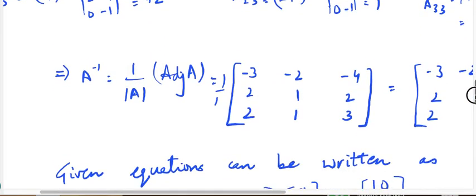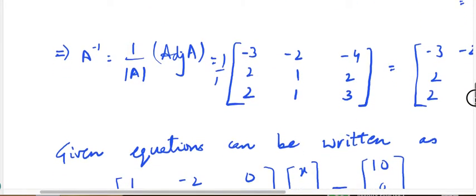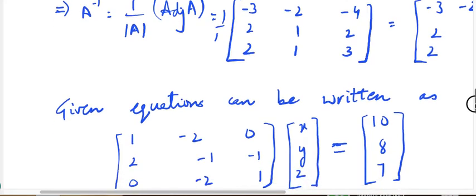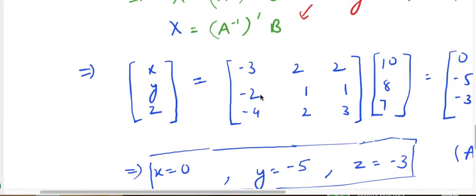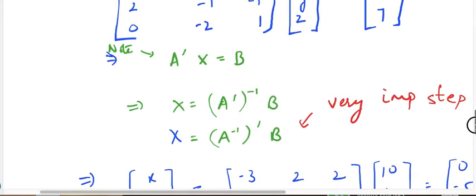here. See, we had minus 3 minus 2 minus 4, and here that goes in the column. We interchanged the rows and columns of the inverse, took its transpose, and then we got our solution as x equal to 0, y equal to minus 5 and z equal to minus 3. You can check your answer by putting these values in the equations which you have.